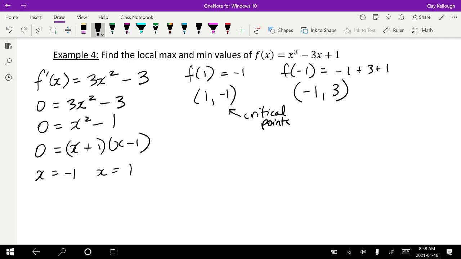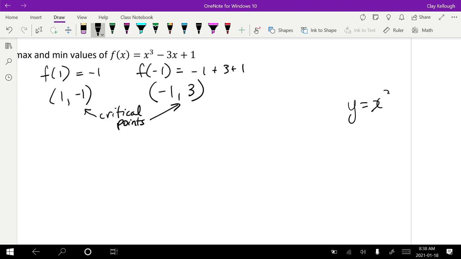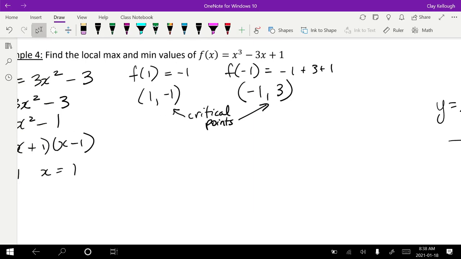Now, I don't know anything about the shape of this graph, right? Are those points maximums, minimums, or is it just a point where the graph changes direction? Because remember, x cubed has those kind of points. Just your basic x cubed graph, you don't have to write this down, but you should know this, it just changes direction. At this point right here, I would get a critical value, but that's clearly not a maximum or a minimum. So what's the situation here? Are those maximums, minimums, or neither?